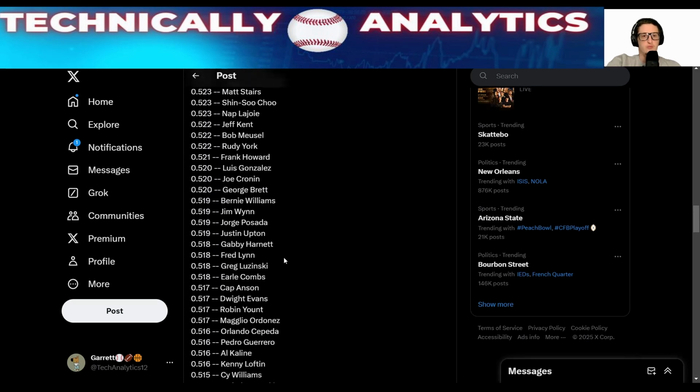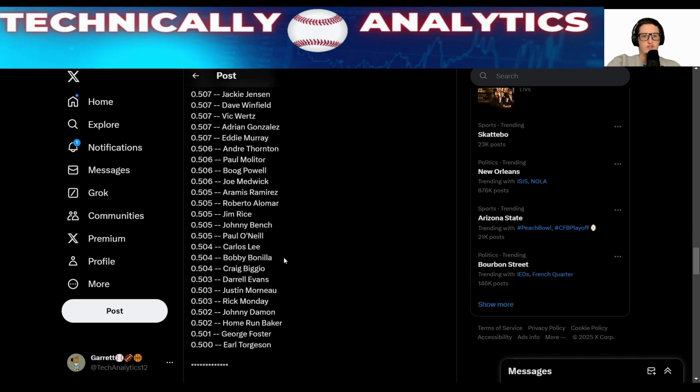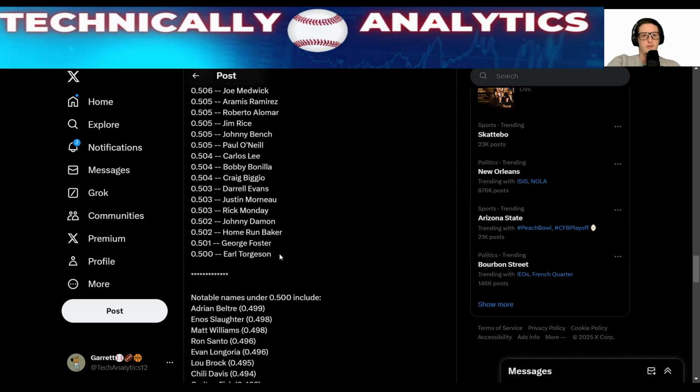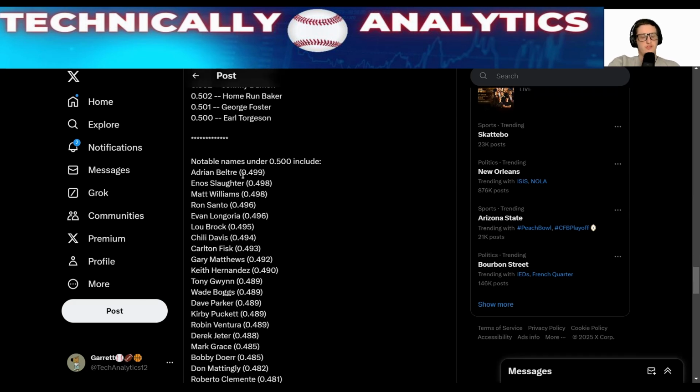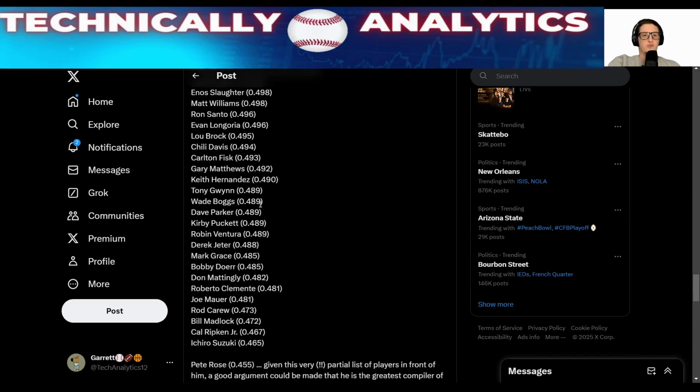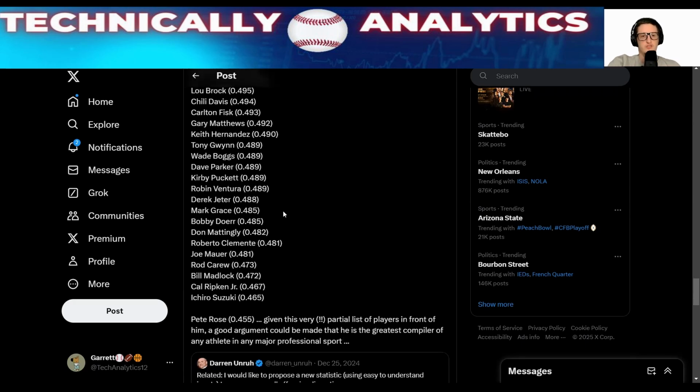But the guys that you really want to look at are the guys that are below 500, which is even more interesting than the guys that are above. Homer Bailey, quite the name. Johnny Damon on the list. Craig Biggio, Bobby Bonilla. The Mets are still paying him, so at least he's on here, right? The names below 500 include Adrian Beltre, which is interesting, Evan Longoria, but the really surprising ones are Tony Gwynn, Wade Boggs, Derek Jeter, Ichiro, Cal Ripken. A lot of these guys are part of the 3000 hit club, which is interesting.